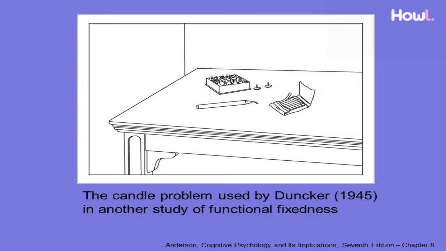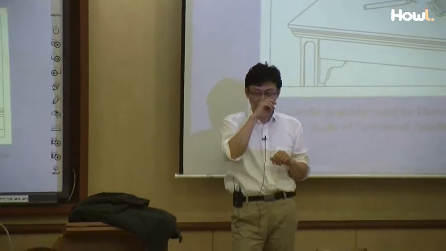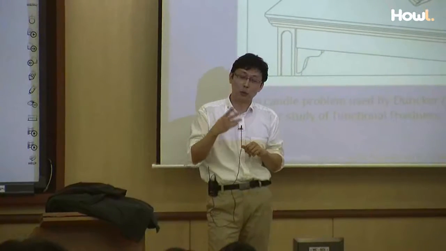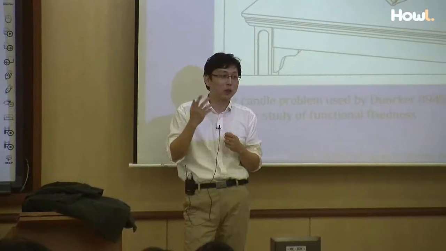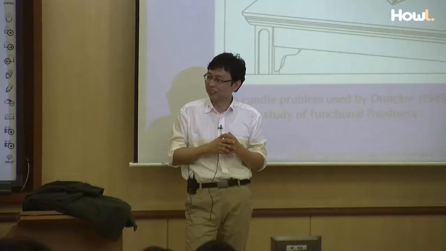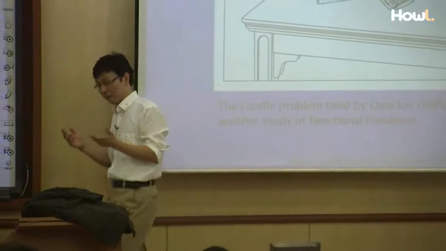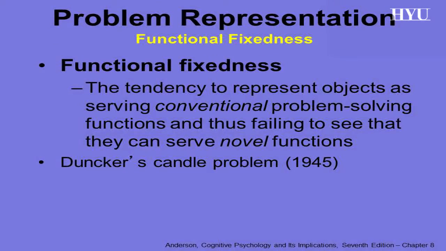So that means why people cannot solve the problem creatively: because we have some kind of fixedness to the answer already known. So that's why 2 times 2 is 4 always. 2 times 2 cannot be 5. Sometimes 2 times 2 can be 5. Okay, that is the summary of functional fixedness: the tendency to represent objects as serving conventional problem-solving functions and thus failing to see that they can serve novel functions.